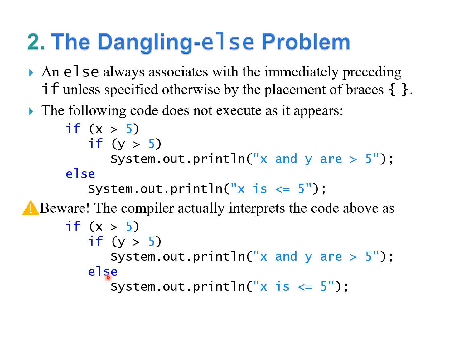So the body statement of this else, which is to print out x is less than or equal to 5, executes only when x is larger than 5 and y is less than or equal to 5, instead of when x is larger than 5 alone.